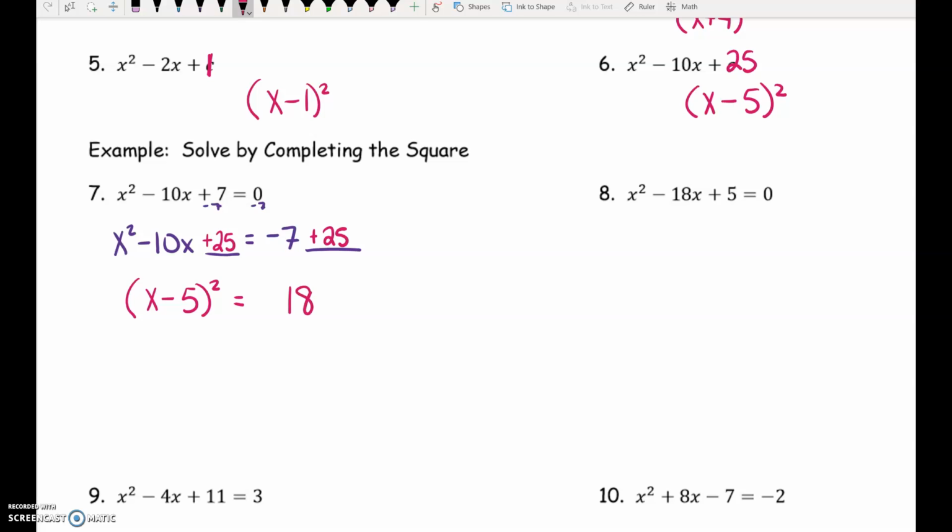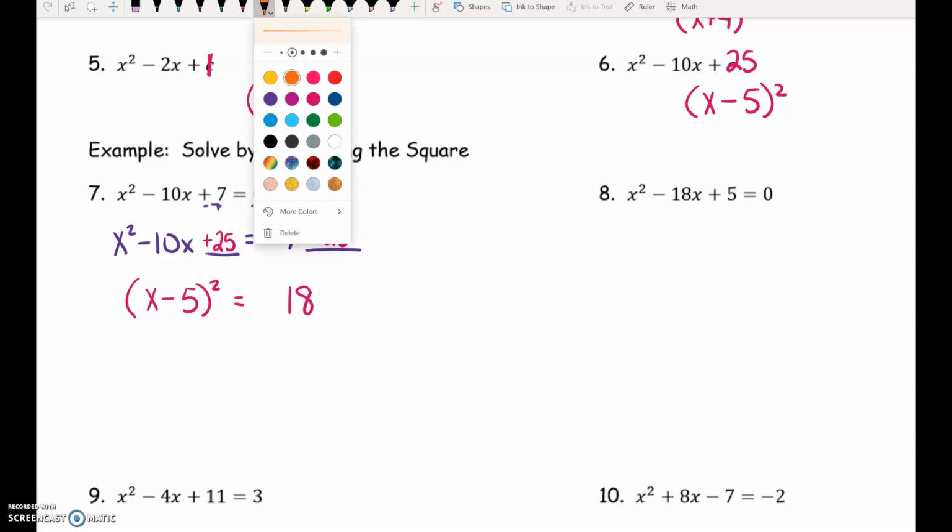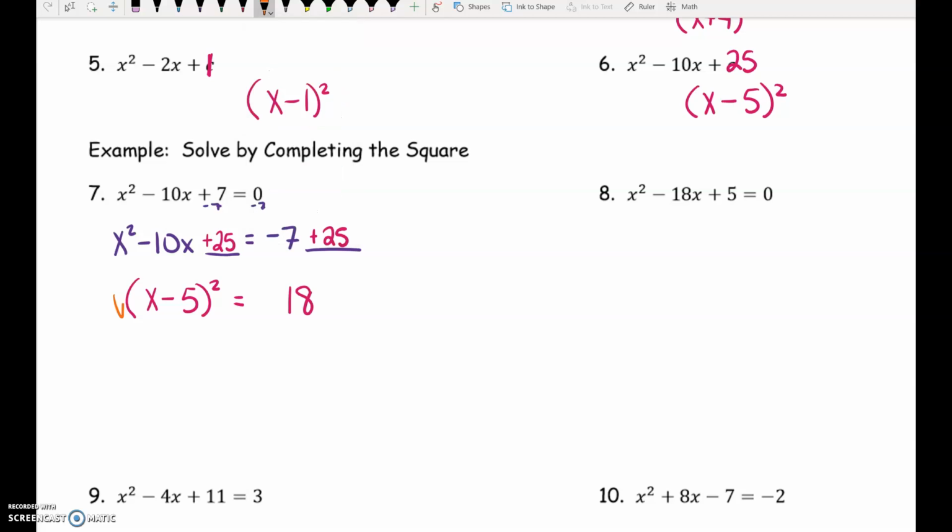18. Now do we know how to solve this problem? We can square root both sides.